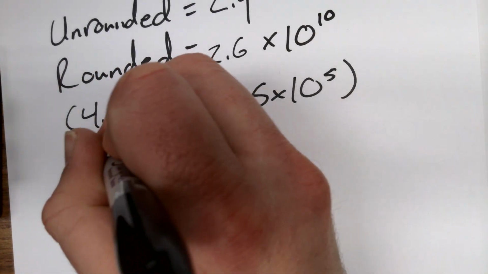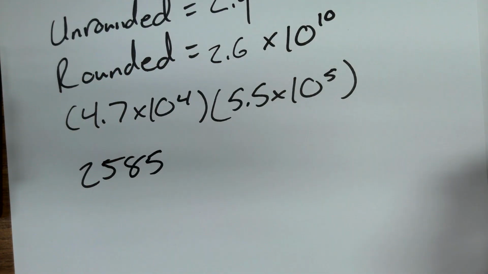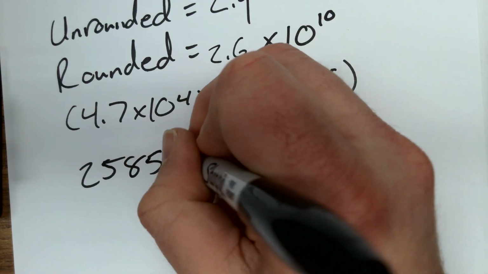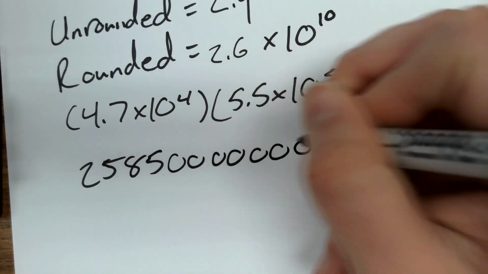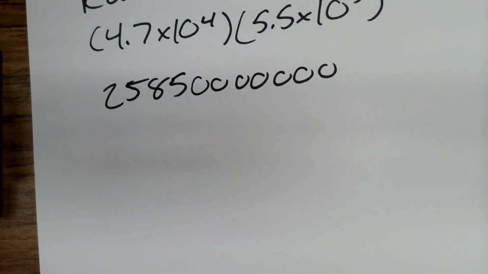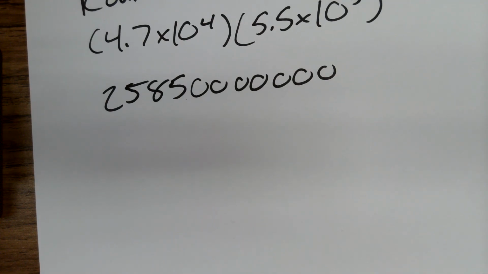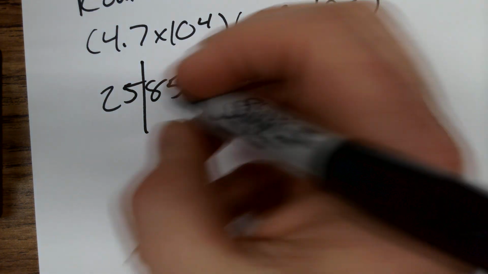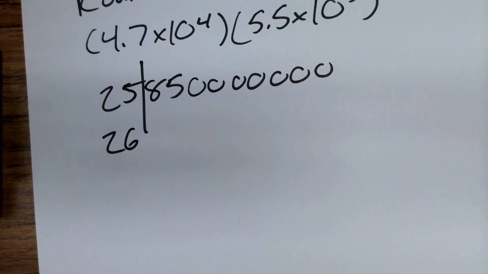2, 5, 8, 5, 1, 2, 3, 4, 5, 6, 7, 8, 9, 10. That's my number. Just so we can see that we don't change the exponent, the power of 10. As if I wrote my number out in standard notation, I still just want 2 sig figs, right? So my 8 is still big enough to push my 5 to a 6. So that's 2.6.